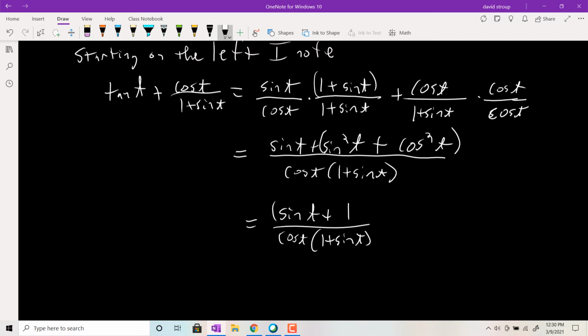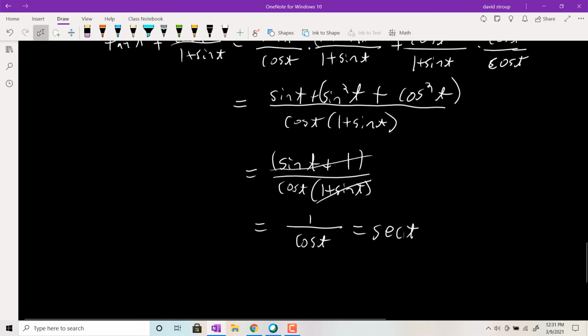And then you see that the sine t plus 1 is the same as 1 plus sine t. That's a common factor in the numerator and denominator. So we can remove that, and we end up with 1 all over cosine t, which is equal to secant t, which, of course, is the right-hand side. Which is what we want to show.